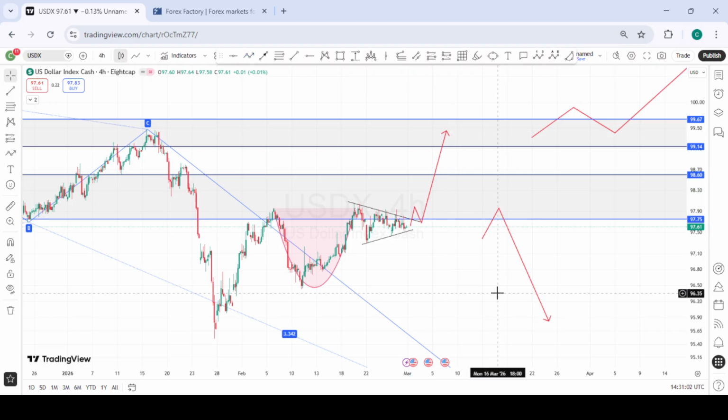So DXY is currently neutral, so we have to wait and see how price unfolds to take our decisions, even though we have some positions on EURUSD from last week.